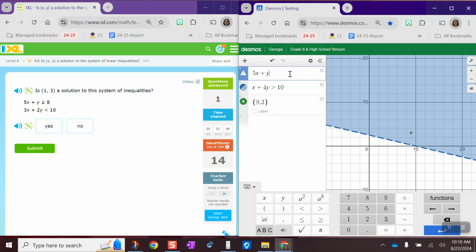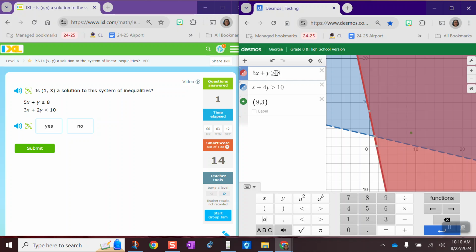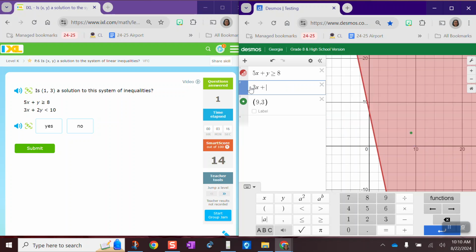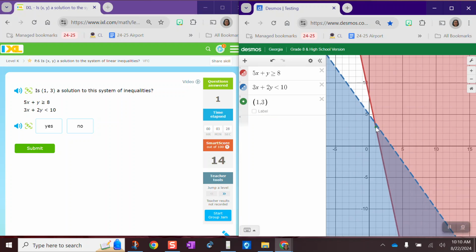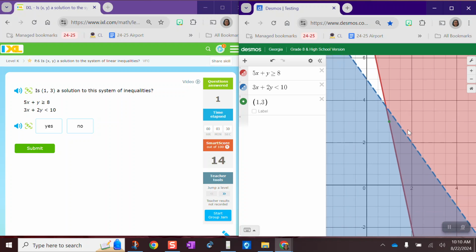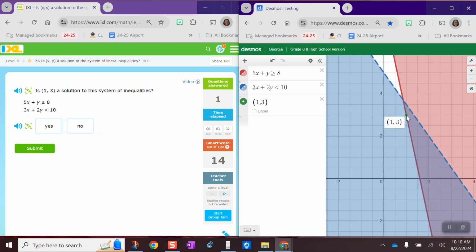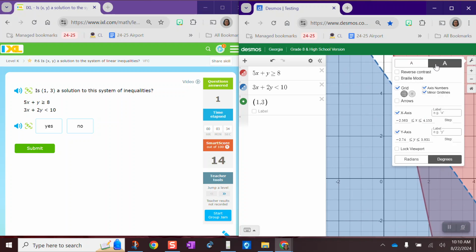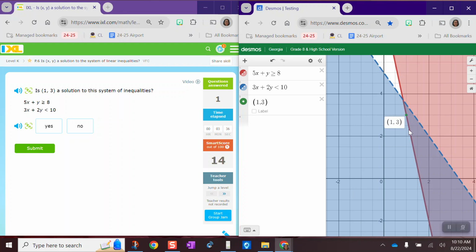All right, 5x plus y greater than or equal to 8. And then 3x plus 2y less than 10. And is the solution 1, comma 3? All right, so it's already, let me see.